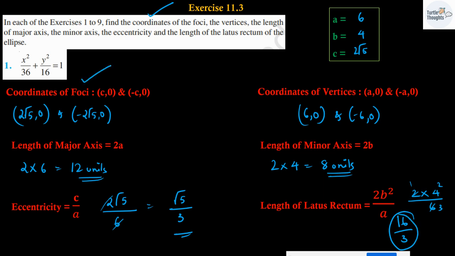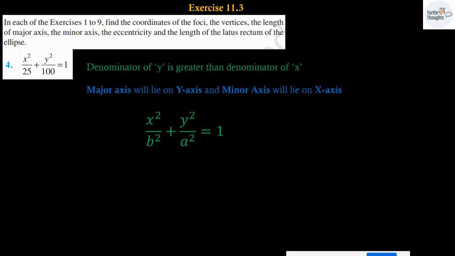I have got the coordinates of the foci, the vertices, the major axis and the minor axis, and also the eccentricity and the latus rectum. Let us move on to the next question. Fourth question: x square divided by 25 plus y square divided by 100 is equal to 1.